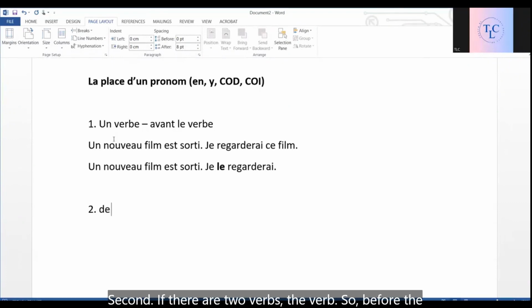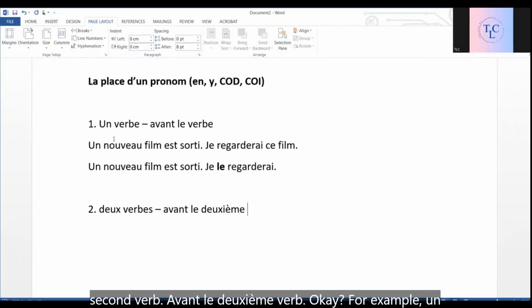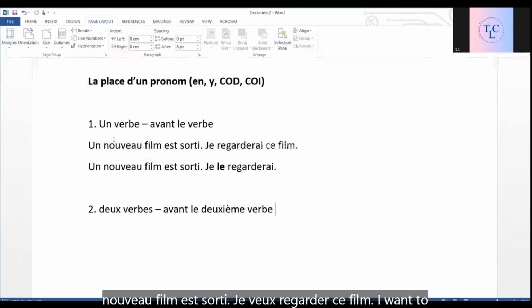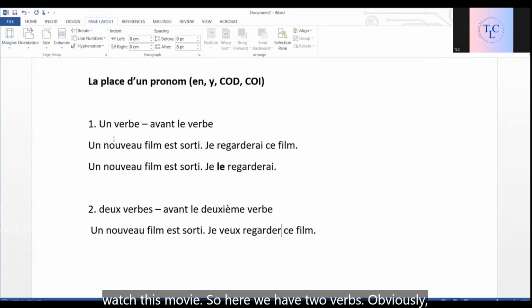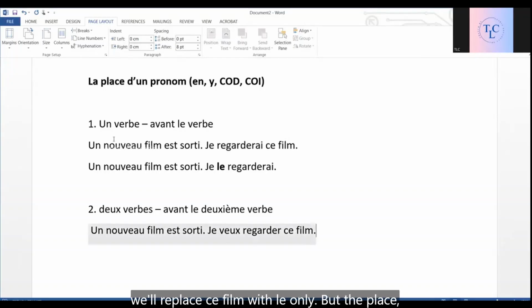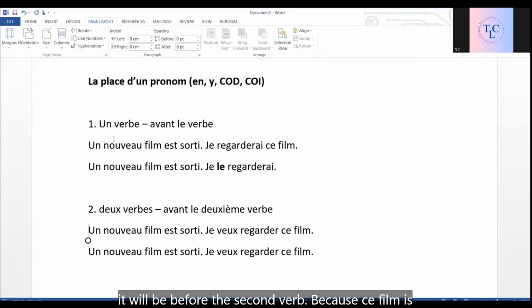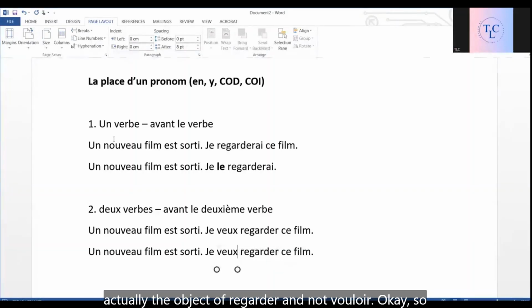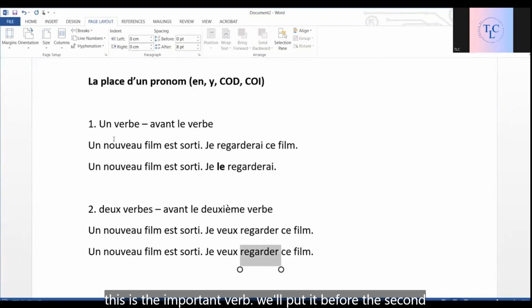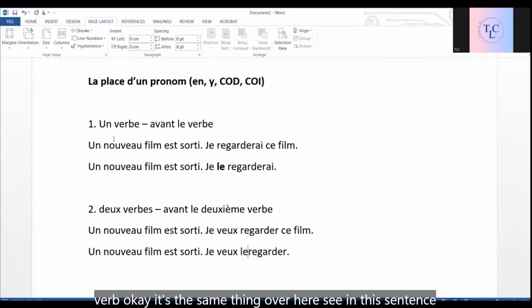Second, if there are two verbs, we place it before the second verb, avant le deuxième verbe. For example, un nouveau film est sorti. Je veux regarder ce film. I want to watch this movie. So here we have two verbs. Obviously, we'll replace ce film with le only, but the place will be before the second verb, because ce film is actually the object of regarder and not vouloir. So this is the important verb, and we'll put it before the second verb.